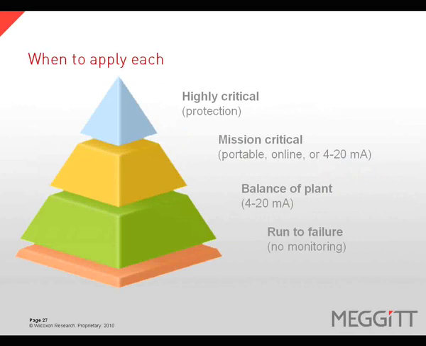A common question is, when do I apply each type of monitoring? I like to think of the entire asset base as a pyramid broken into 4 categories. Highly critical equipment that requires protection, mission-critical equipment that can have a significant impact on the business if allowed to fail, balance of plant equipment, which is everything else worth monitoring, and run-to-failure equipment. This is equipment that does not make financial sense to monitor.